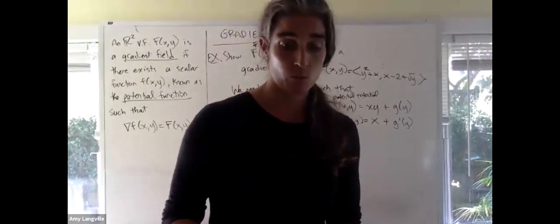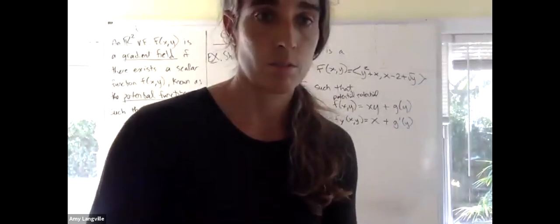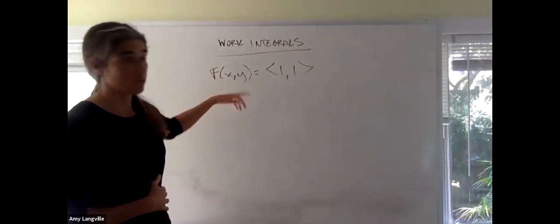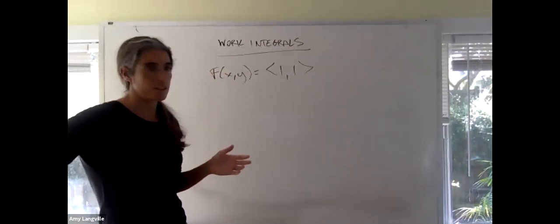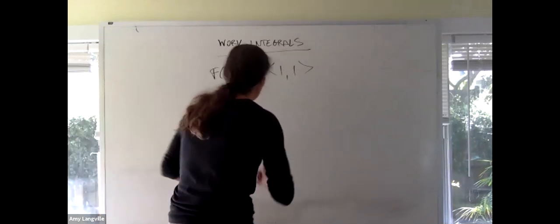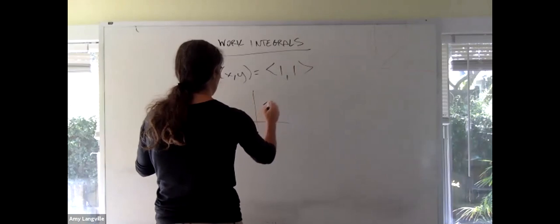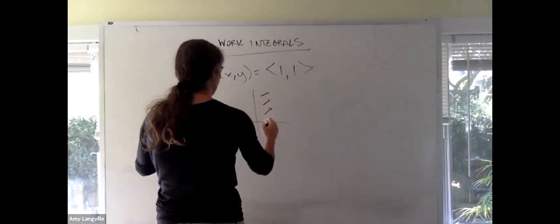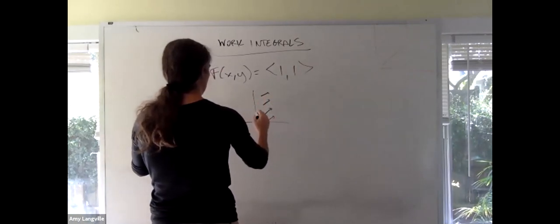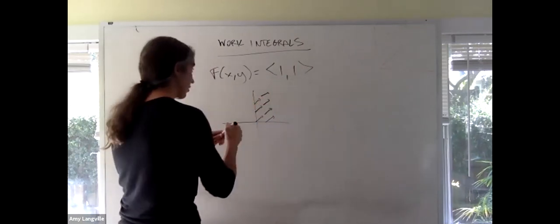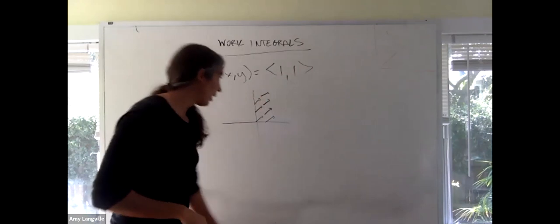Okay, next topic is work integrals. I want to talk about this R2 vector field. Really easy field, right? Everything's moving in the northeast direction, 1, 1, 1, 1, wherever we are. Nice constant vector field. And I want to talk about some paths through this vector field. So I'm going to share this.